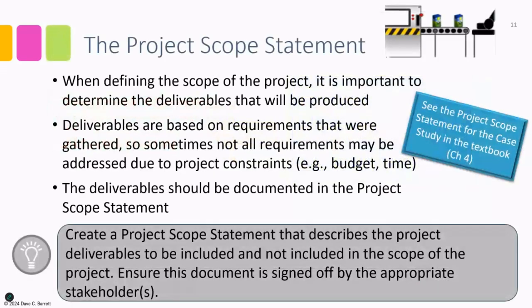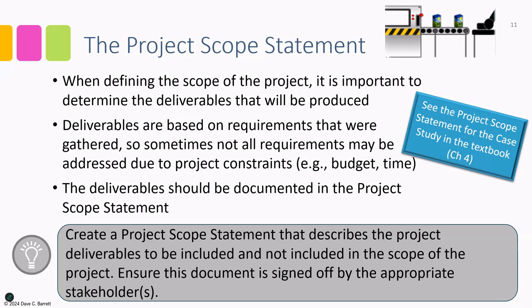Okay, so in this video, we saw a number of things happening. When defining the project scope, it is important to determine the deliverables that will be produced. One of the key concepts of scope is the concept of deliverables. Deliverables are based on requirements that were gathered. So sometimes not all requirements may be addressed due to project constraints. We talked about those.